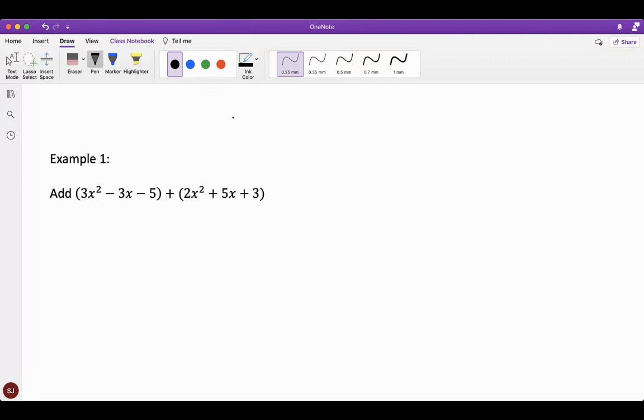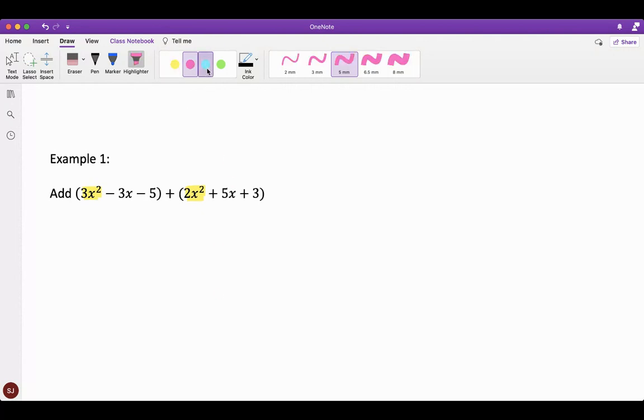What you basically do is first identify the like terms. What we mean by like terms is something that has the same number of exponents. The very first term we see is 3x squared. Then you look in the second polynomial to see, is there any term that has an exponent of 2? And we do. There is 2x squared right here. So these two are like terms.